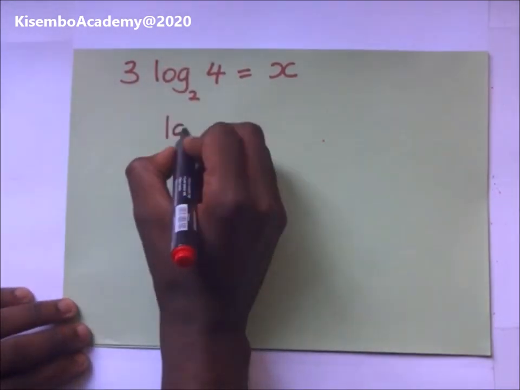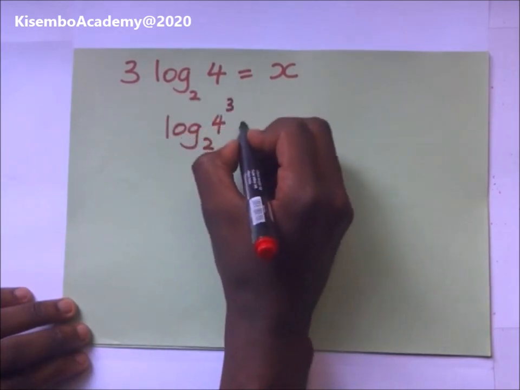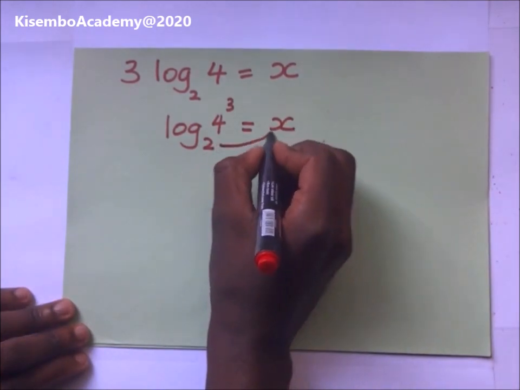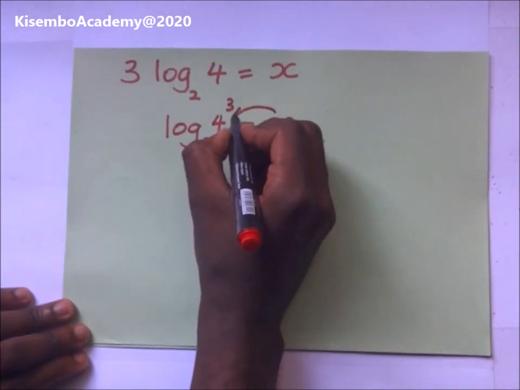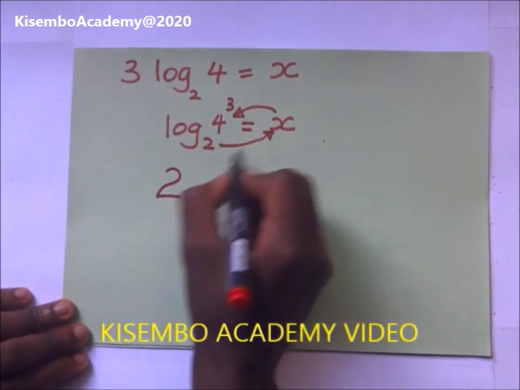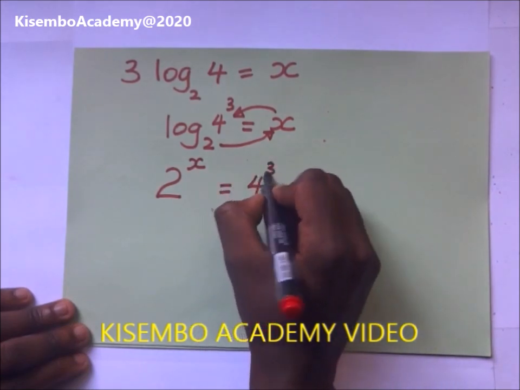So this becomes the logarithm of 4 base 2 to the power 3 is equal to x. It means that 2 to the power x is equal to 4, converting this log to index form. So 2 to the power x is going to give us 4 to the power 3.